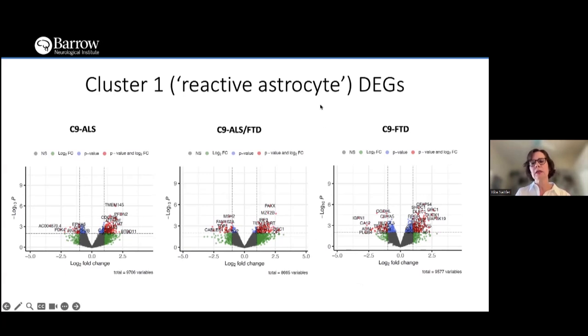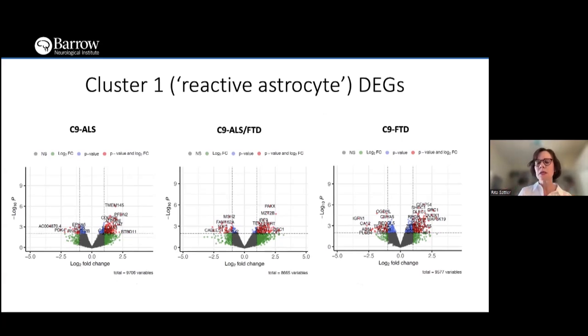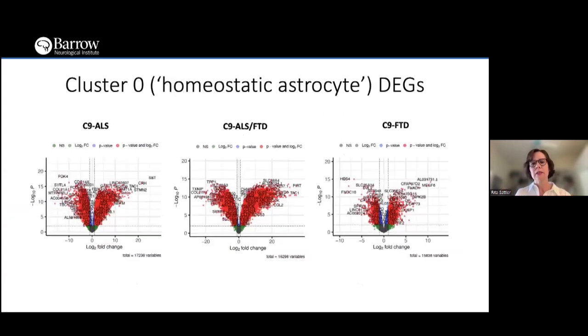So these are all of the data from the single nuclear RNA-seq that are available online through our publication. And we divided it up between ALS, ALS FTD, and FTD because we're really curious also whether there's any disease specificity among these clusters. And we did this similarly for the homeostatic astrocytes, which had a ton more changes in the differentially expressed genes. I have no idea why.